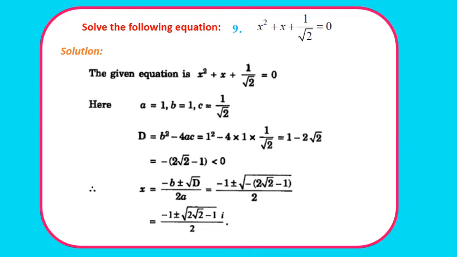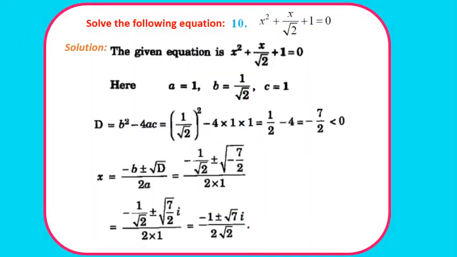Putting this value in the quadratic formula, x = (−b ± √D) / 2a, we get (−1 ± √(−(2√2 − 1))) / 2, which can be written as (−1 ± √(2√2 − 1) i) / 2. Why i? Because if you take −(2√2 − 1), this minus can be written as (2√2 − 1) multiplied by √−1, and √−1 is equal to i. So in place of √−1 we have used i. Clear? So pause and note down the solution.